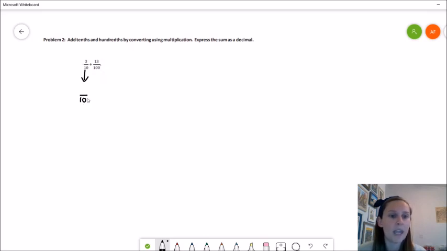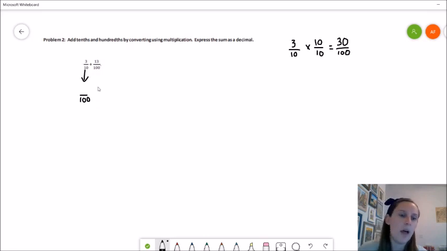And we did this above, and we found that 3/10, if I multiply that by 10/10, which is equal to 1 whole, and anything times 1 is itself, that would give us an equivalent fraction of 30 hundredths. So this 3/10 is equal to 30 hundredths. Those are equivalent fractions. And then 30 hundredths we can then add to 13 hundredths, because now they have the same denominator. They are in the same units, which means that I can add them.